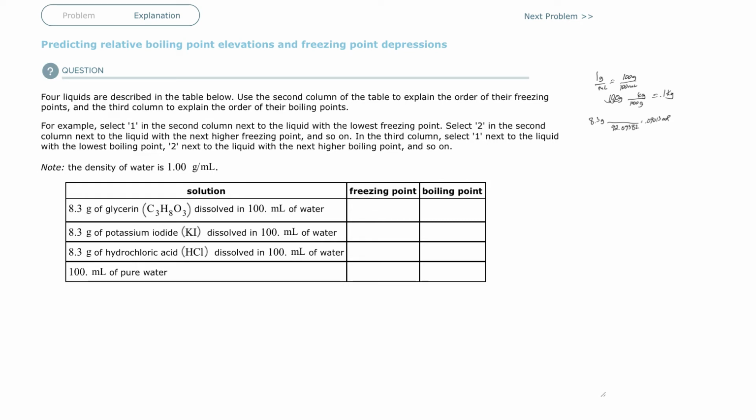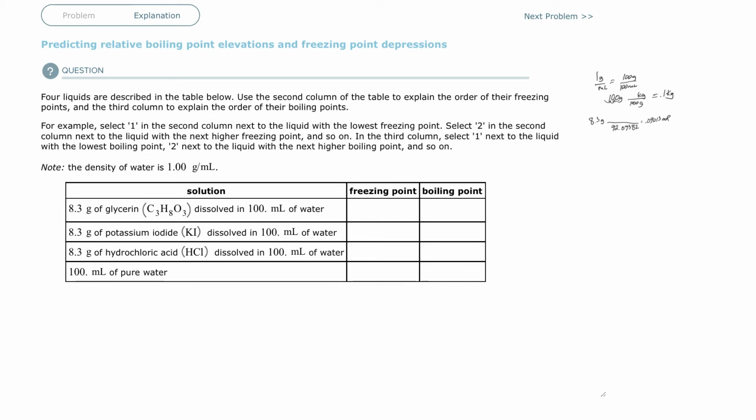Now I ask myself a question: does glycerin break apart? It's C3H8O3. All of them are nonmetals, which means that they're covalently bonded, they're not ions, and they don't break apart. So this glycerin would just dissolve in the water in single pieces. So if I have 0.09 moles, that's all I'm going to have is 0.09 moles.